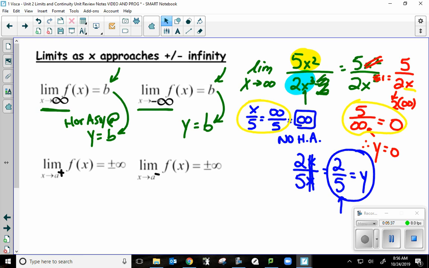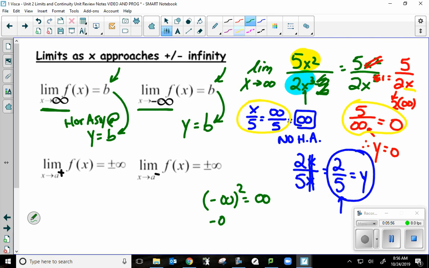Same thing with infinity. If I square negative infinity, it turns positive infinity. But if I raise it to an exponent that is odd, if I have negative infinity and my exponent is odd, that will remain negative, okay?